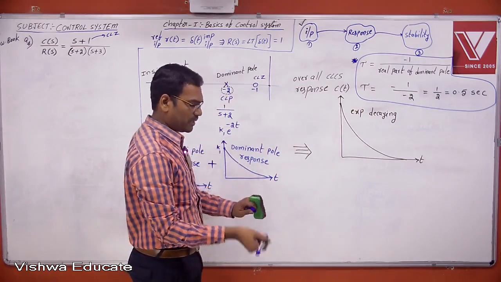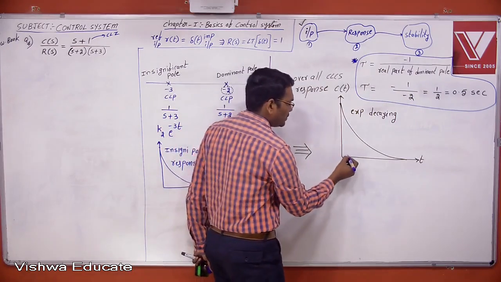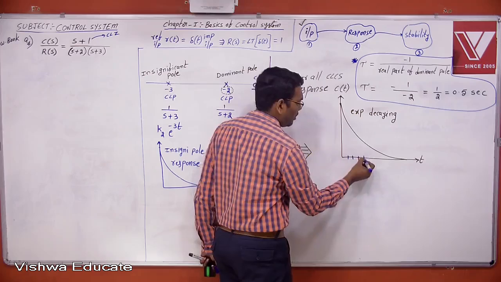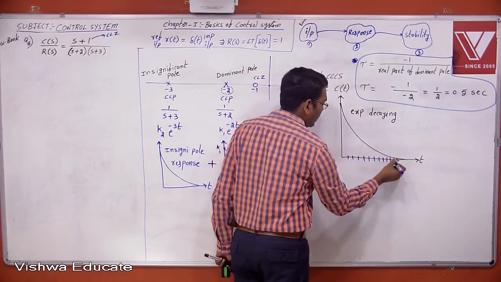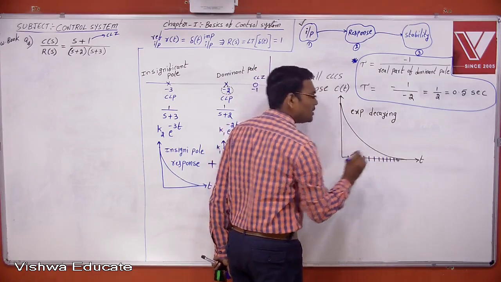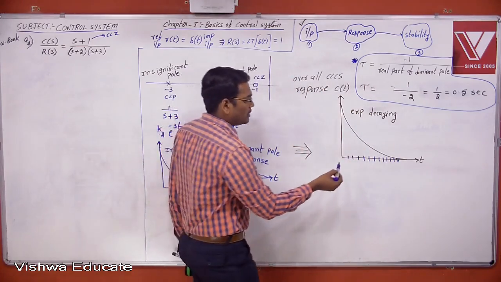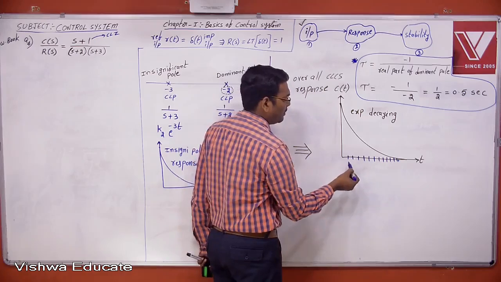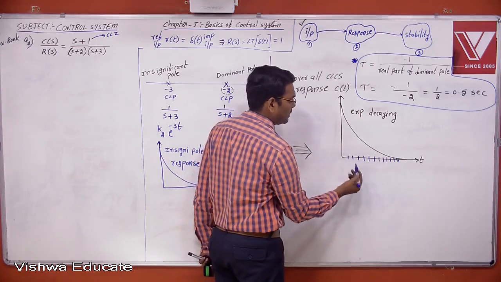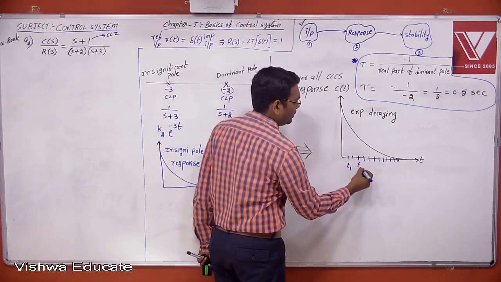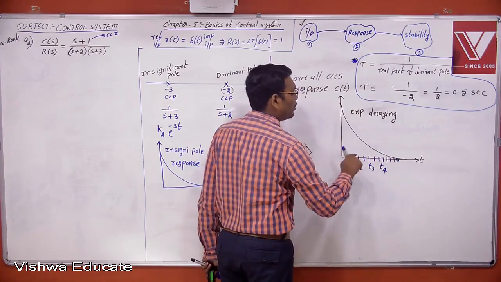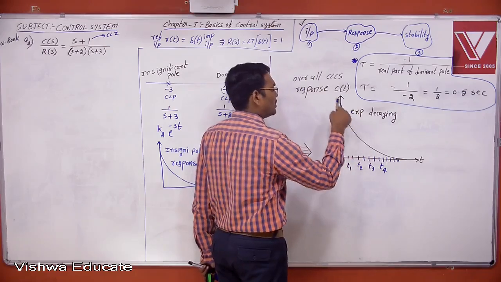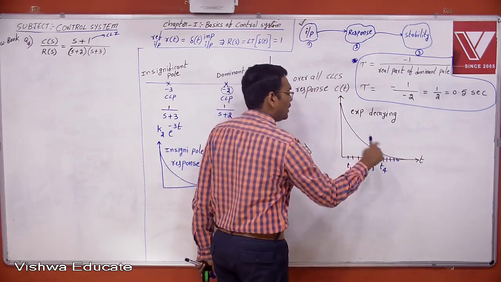Now see here, with respect to time, on the time axis you apply the inputs. When you are applying the inputs, does the response follow the input or not? This is the input at t1 seconds, t2 seconds, t3 seconds, t4 seconds. If you apply the input on the time axis, does this output follow the input or not?